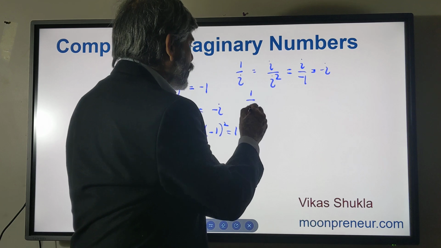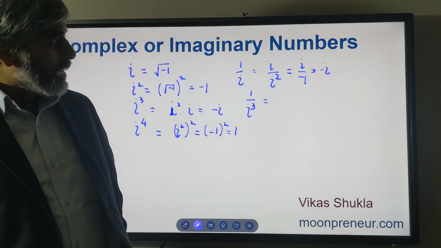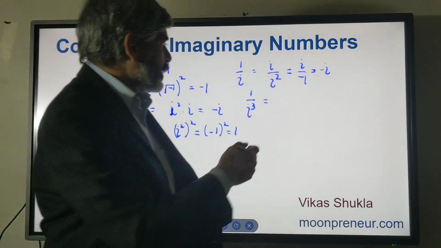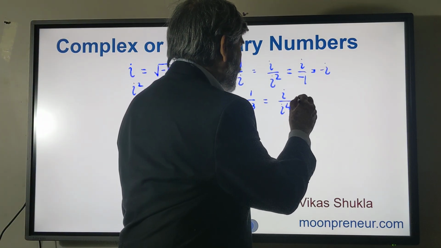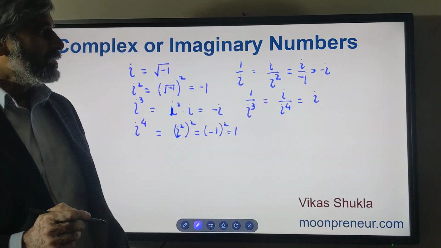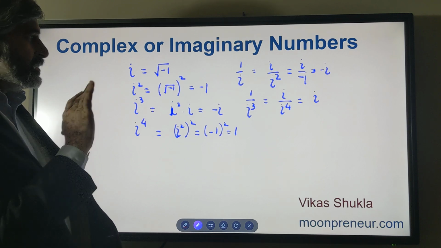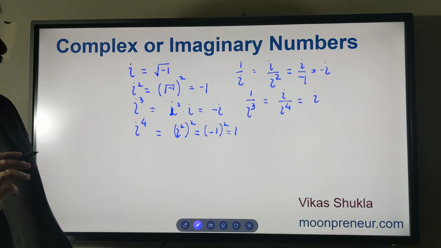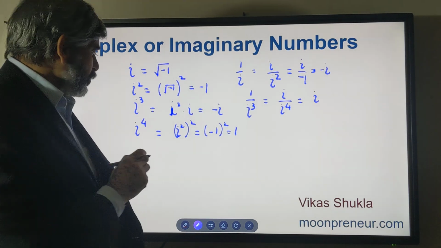Let's say 1 upon i to the power 3. I can multiply the numerator and denominator by i. I get i divided by i to the power 4, and i to the power 4 is 1. So this is going to be i. These are some of the basic notations, and let's move on to something more complex.